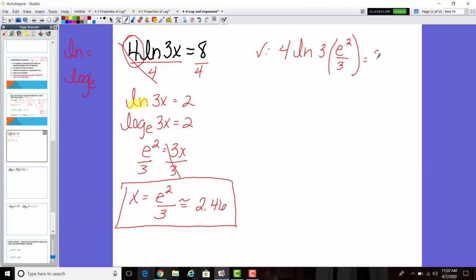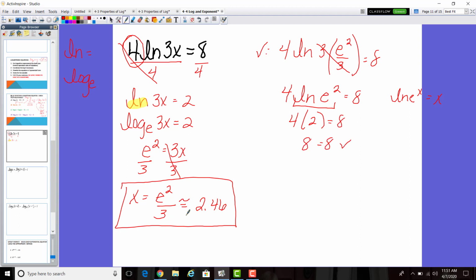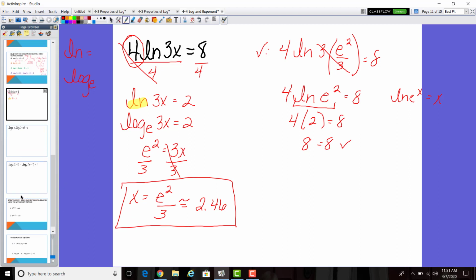If I plug in the estimate, it's not going to work. So using fraction rules, I can cancel out those 3's. So I've got the natural log of e squared. By property, the natural log of e to any power of x equals x. So that means this has a value of 2, which gives me 8 equals 8, which does check out and proves that this does work. Okay.